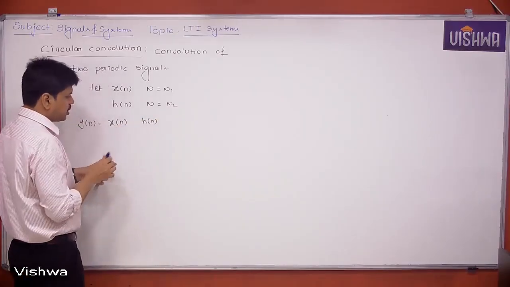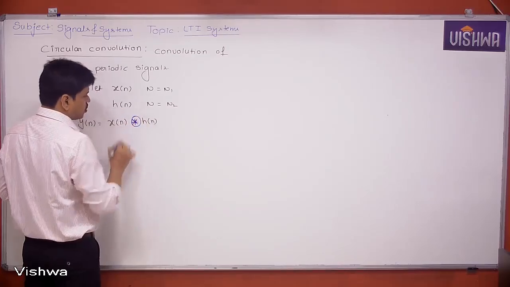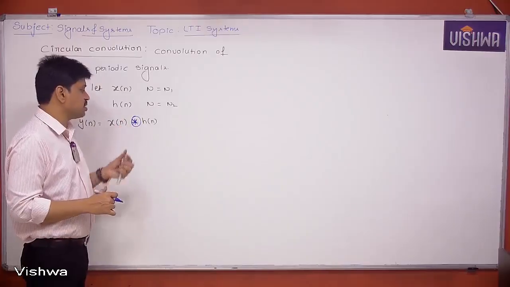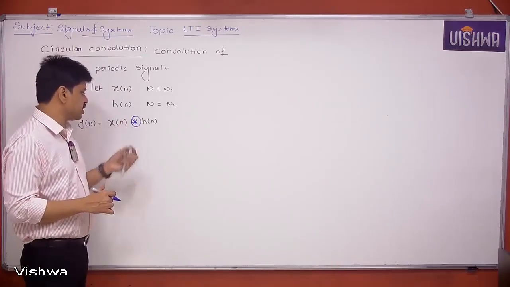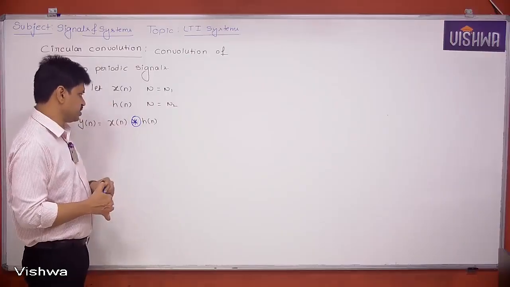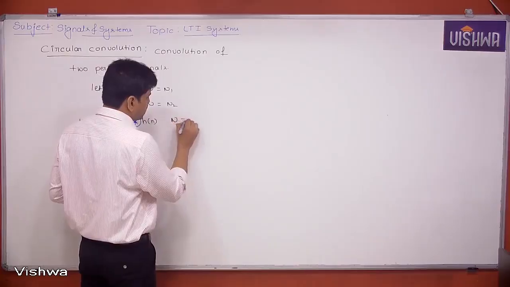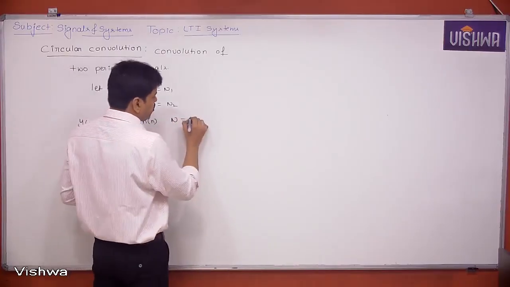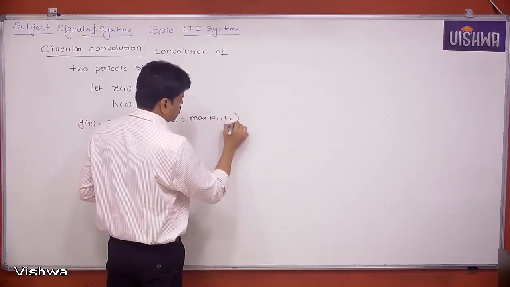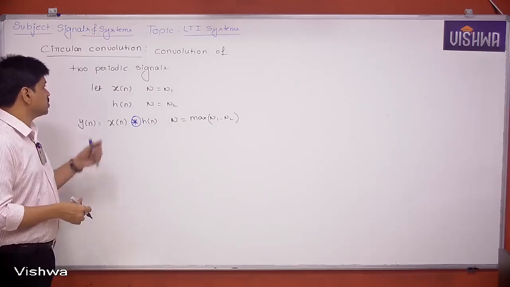So we will write the convolution with a circle on it. So it is called circular convolution. Whenever you see circular convolution, that means it is a convolution of two periodic signals. Then what is the period of this one? It is also a periodic signal with a period whichever is the maximum of n1, n2. That's what we have to take. So this is the procedure.